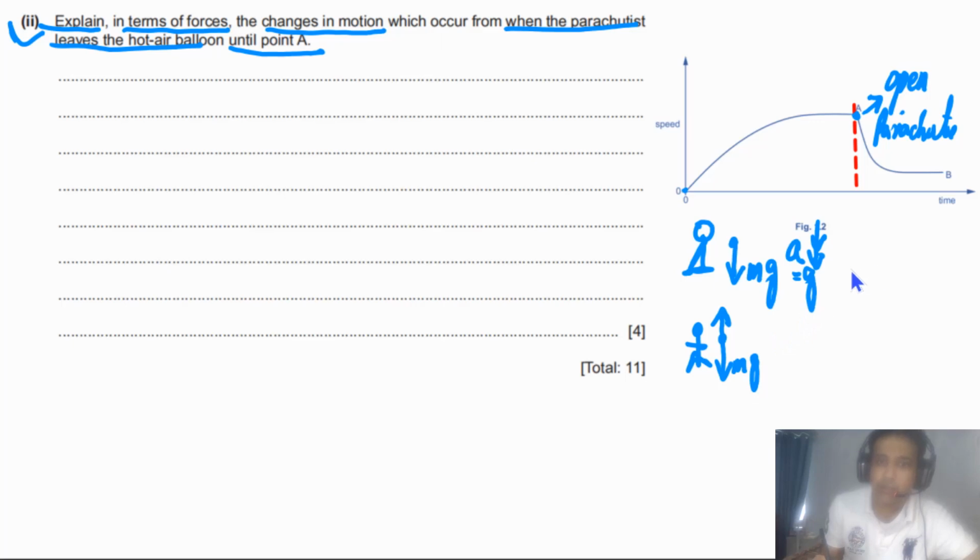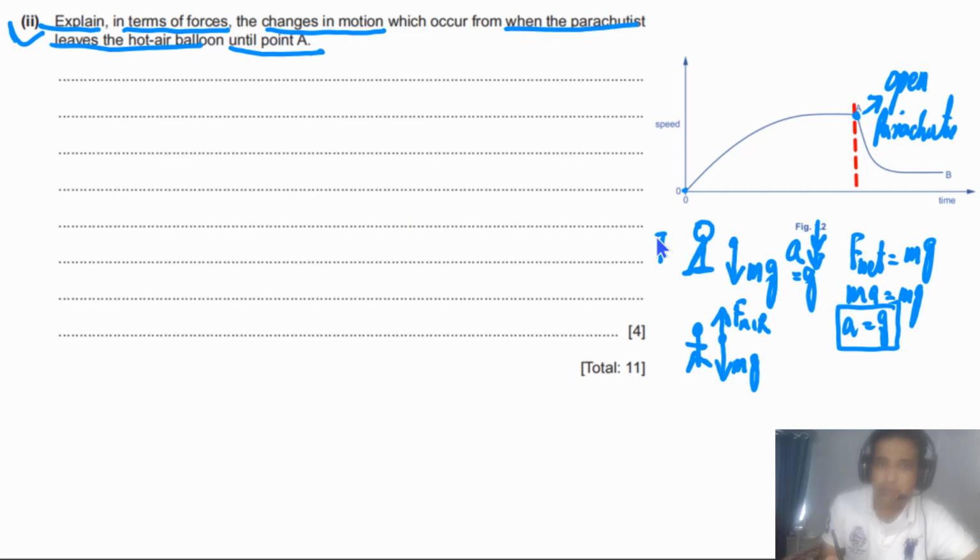So now we can write down here. Let me write down first of all here: F net is equal to mg. So we have ma equal to mg, so from here we can say a is equal to g. So this one is the initial acceleration as we mentioned here. Now in this case here we have F air, so this is air resistance. So how about the resultant force now?